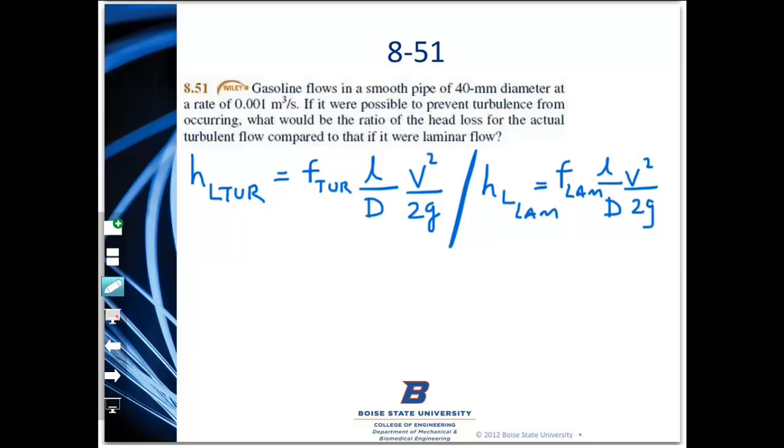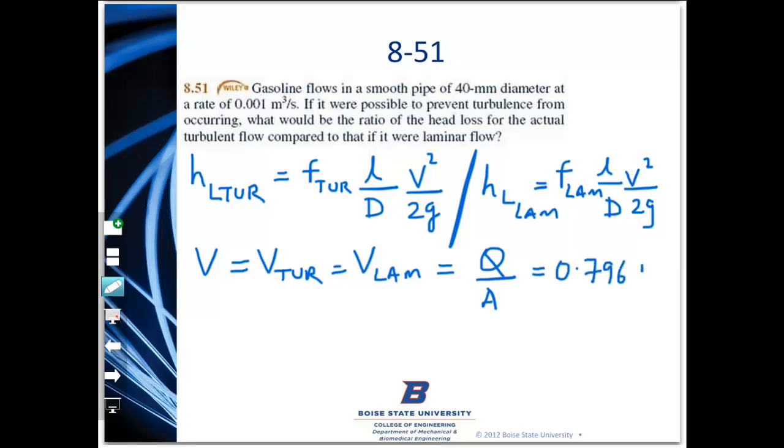Okay, so since it's a turbulent flow, we would like to know what is the Reynolds number. We already know it's a smooth pipe, and since we have to find the friction factor in a turbulent flow, we have to find the Reynolds number, but we don't know the velocity at this point. But the velocity will be the same if it were turbulent and also if it were laminar. We can use our volumetric flow rate, and if you do that, you'll get 0.796 meter per second.